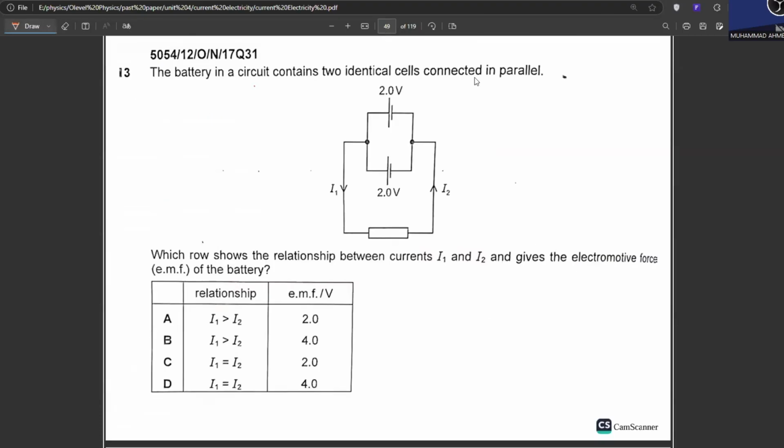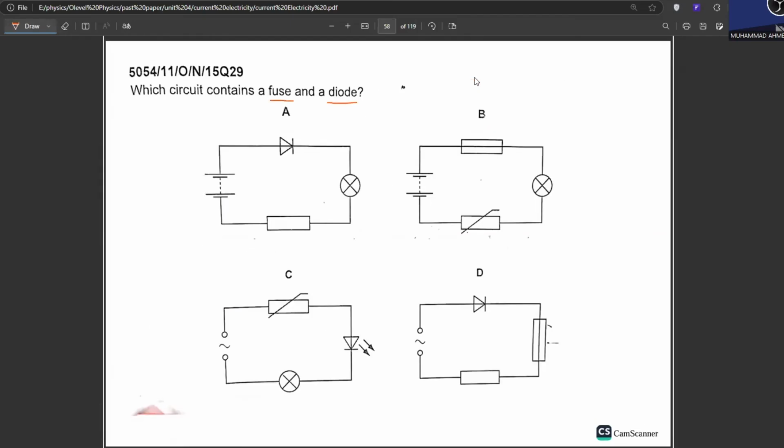Let's see this. The battery in a circuit contains two identical cells connected in parallel. If the cells are connected in parallel, the total voltage or EMF will remain the same, that is 2 volts. Which row shows the relationship between current I1 and I2 and gives the electromotive force of the battery? As I have told you, you can connect thousands of cells in parallel, but the EMF or voltage will remain the same as the voltage of one battery. B and D are incorrect, and I1 is equal to I2. C is your answer.